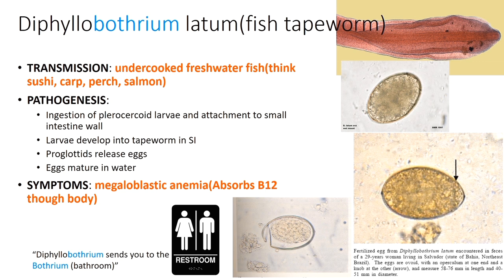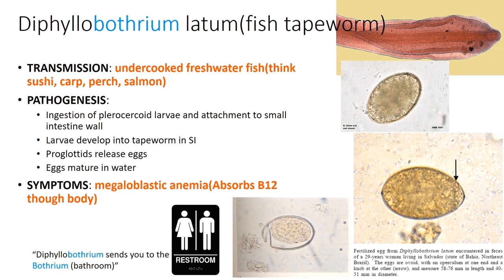And within those proglottids, which are the segments of this guy, it releases more eggs. And the eggs mature once we poop them out and they land in water. You know, you're pooping in your toilet. And those can mature and form more larvae, and then we can eventually get reinfected or infect other people. So symptoms of this, because this worm is very long and it absorbs B12 through its surface, this can actually cause megaloblastic anemia due to B12 deficiency.